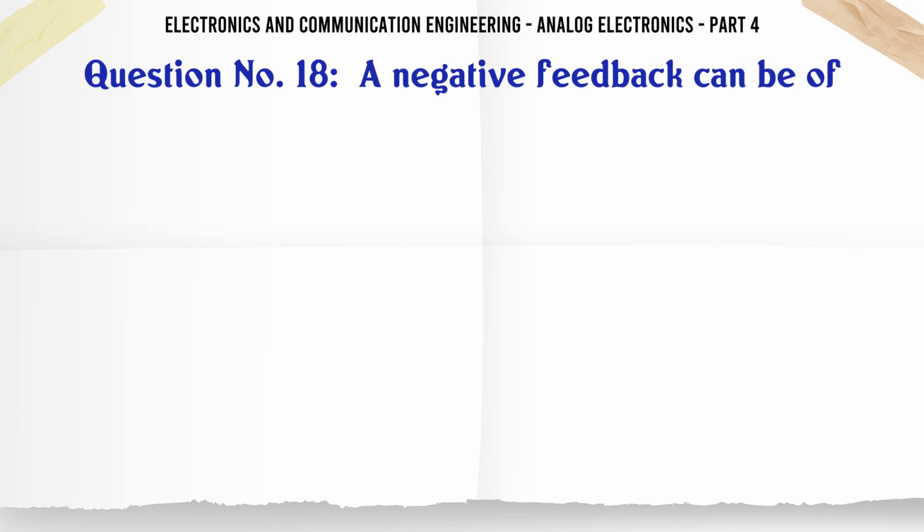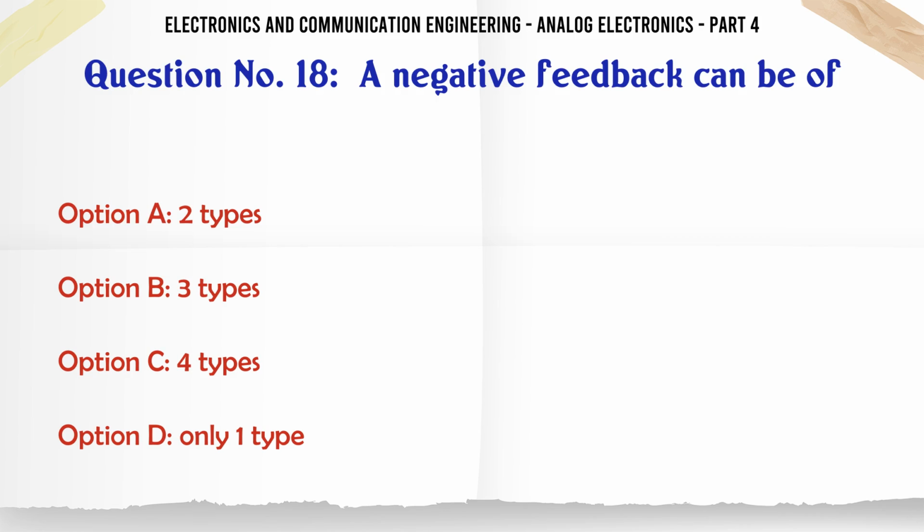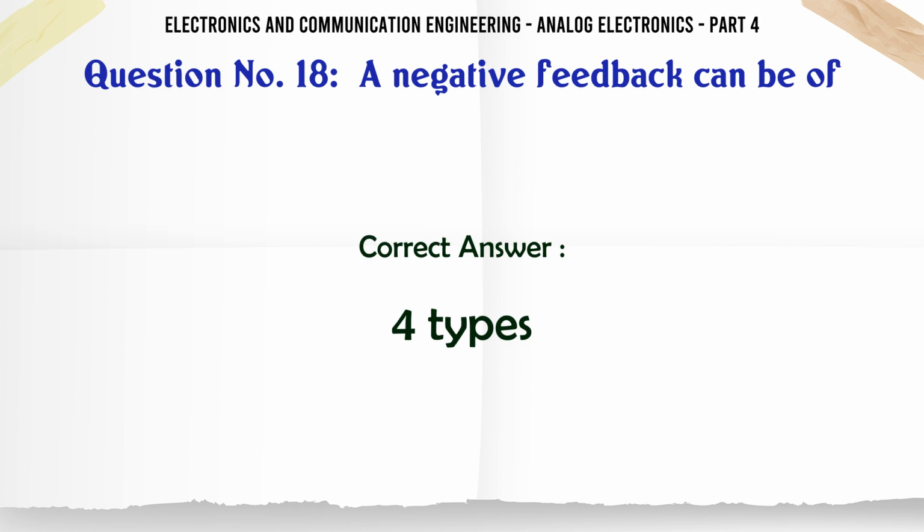A negative feedback can be of: A. 2 types, B. 3 types, C. 4 types, D. only one type. The correct answer is 4 types.